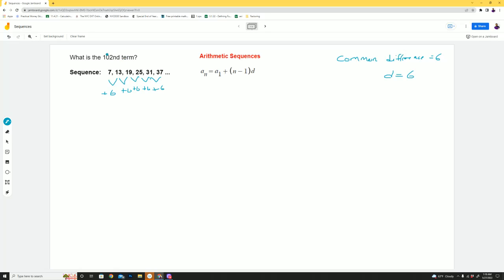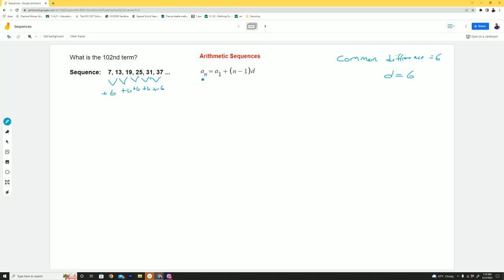Okay, so if we want to find the 102nd term, we can keep going if you want to keep adding. If 7 is your first, 13 is your second, third, fourth, fifth, sixth. If 37 is your sixth term, you can add 6 again and get your 7th, add 6 again and get your 8th, add 6 again and get your 9th term. But that's a lot of adding to do to get to 102. So on the Regents, and again, I'm going to repeat this, on the Regents, on the back of the booklet, they have the formula for arithmetic sequences. And you can plug this formula in to help you find the 102nd term in the sequence. So before we do this, let's break down what these different variables mean.